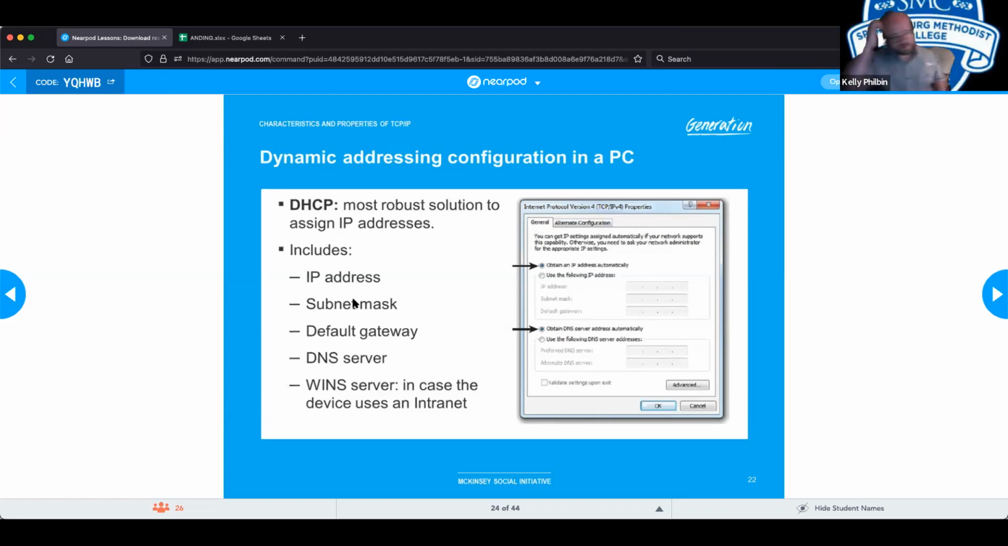Now you can use a WINS server, which is kind of like a DNS server on an internal network. This happens for very large companies. They may use it for universities, things like that as well.